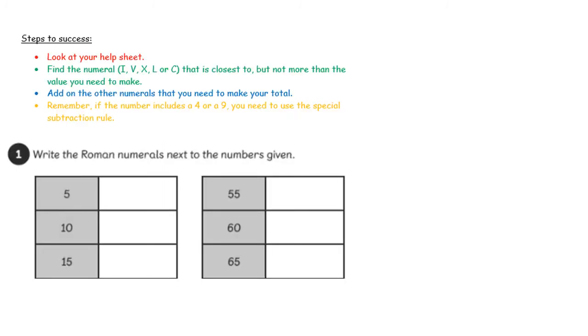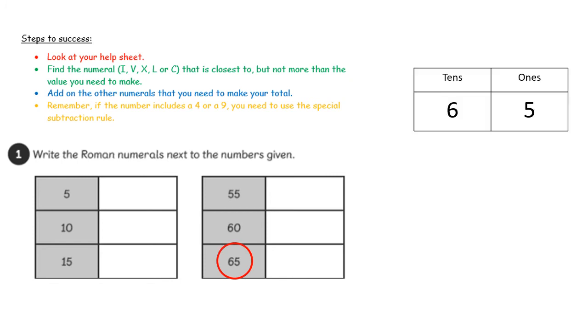So the first thing you need to do today is you need to write the Roman numerals next to the numbers you've been given, and we're going to go through 65 together. So let's circle 65. So we've got 6 tens and 5 ones in the number 65. Okay, so let's look at the tens column first. 6 tens, we know that's 60. Okay, and the Roman numeral that's closest to 60 but not more than 60 is 50, which is L. So we know that 60 is going to be LX because 50 plus 10 is 60.